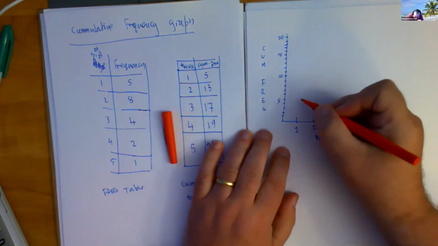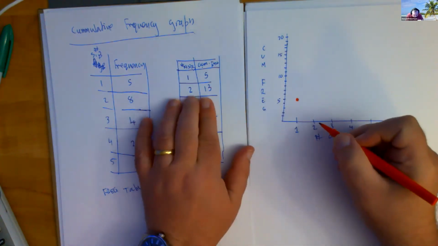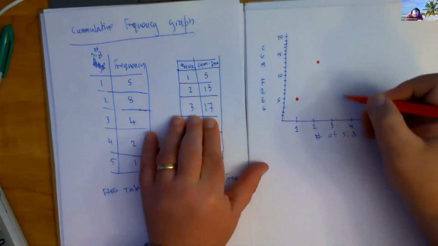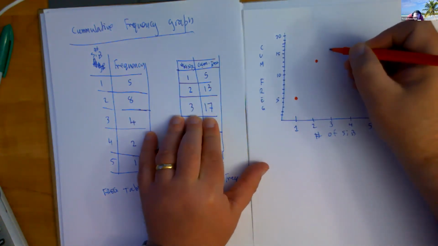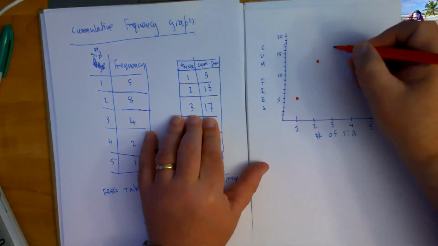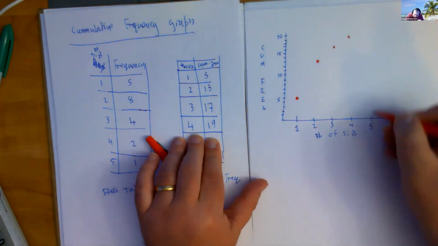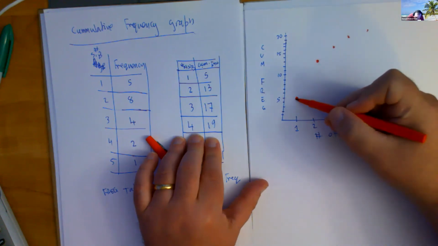One sibling, there was 5. Cumulative data on 2 siblings, there was 13. 3 siblings, it was 17. 4 siblings, it was 19. 5 siblings, it was 20.